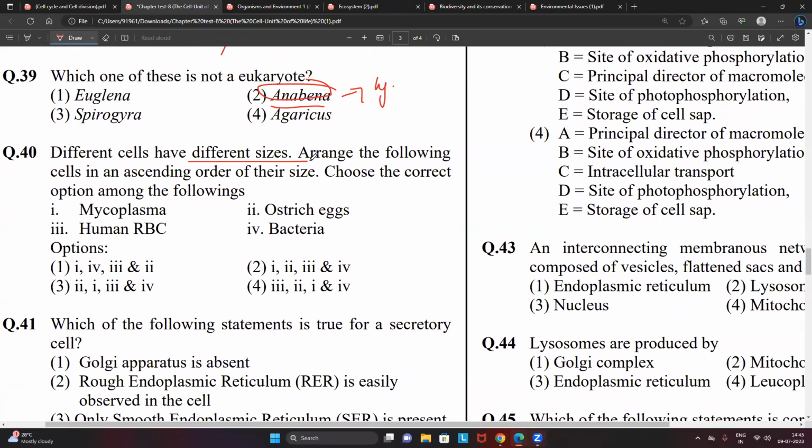Then question number 40. Different cells have different sizes. Arrange the following cells in ascending order of their size. Choose the correct option among the following. Easily you can do it. Oh, is it 1? Really?